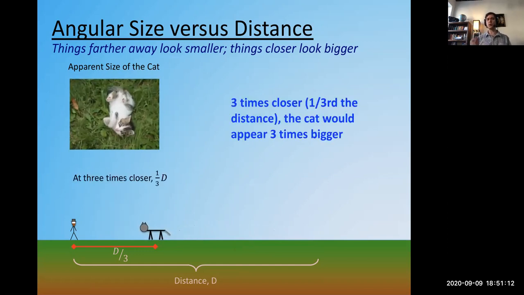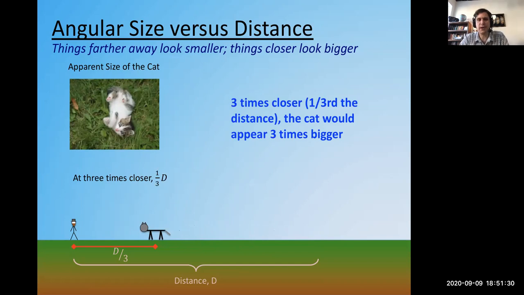At 3 times closer, 1/3 the distance, the cat would appear to be 3 times bigger. That's great, because now we can see that it would work in reverse. If something is 3 times bigger, move it 3 times further away, and it would appear to be the normal size. So this is entirely invertible.